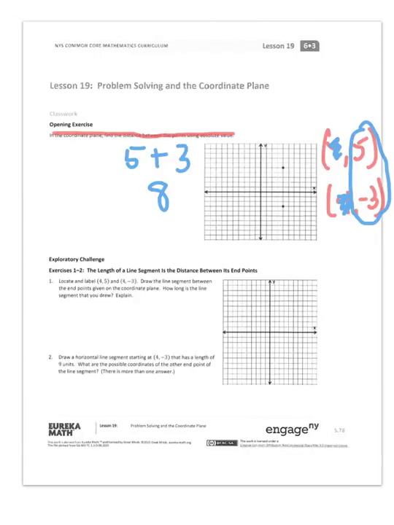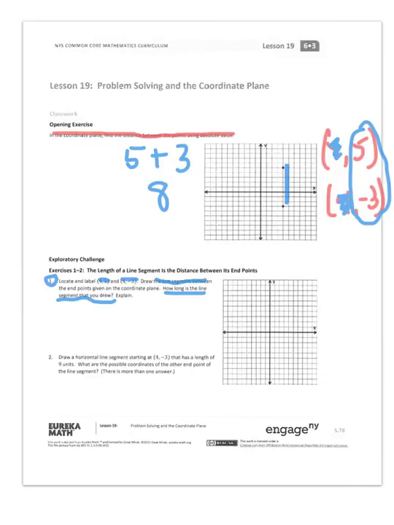Now you're going to do the same thing for problem number 1. You're going to locate and label 4, 5 and 4, negative 3. Draw a line segment. Pretty much it's going to look like this, connecting the 2 dots. And then you're going to see how long the line segment is that you drew. For number 2, it's a little bit different.